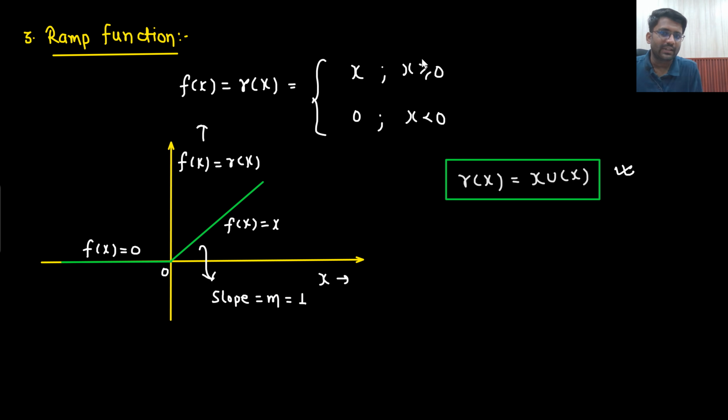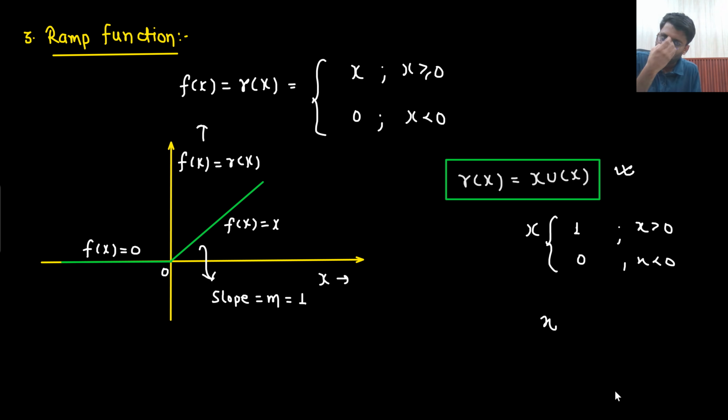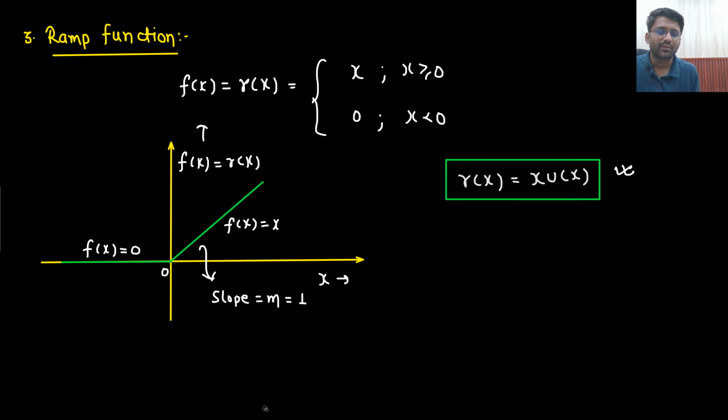Because again you can see here, what could be x into u(x)? u(x) is 1 and 0. Two values it can take, for x greater than 0 and for x less than 0. So for x greater than 0, x will be multiplied with 1 only. And for x less than 0, x will be multiplied with 0. Are we getting the same definition? Yes sir, we are getting the same definition. So r(x) could be written as x into u(x). This is the meaning of ramp function.